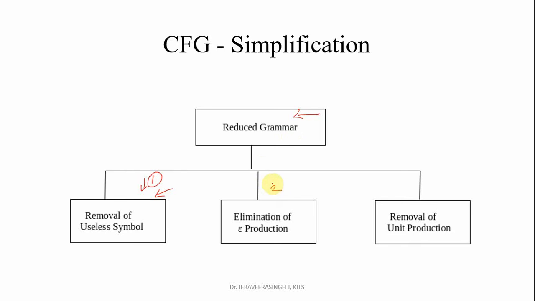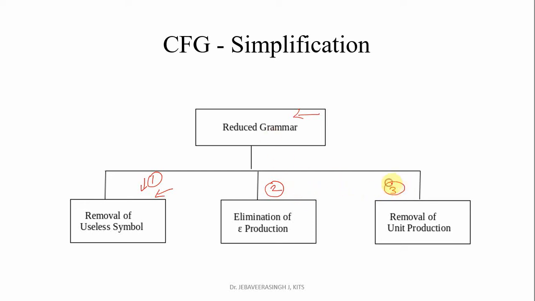Then we are going to eliminate the epsilon productions, or lambda productions, or nullable variables. The reduced grammar will not have any epsilon production, but will it generate the same language even if you remove the epsilon productions? Yes, it will, but how can that happen? That's what will be discussed as part of step 2 in the CFG simplification.